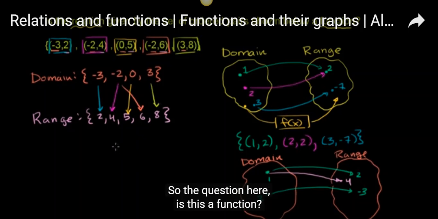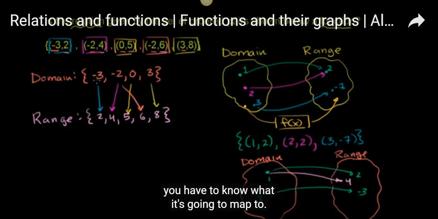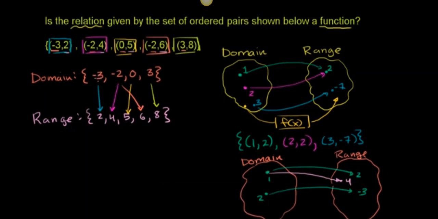So the question here, is this a function? For it to be a function, for any member of the domain, you have to know what it's going to map to. It can only map to one member of the range. So if you put negative 3 as the input into the function, you know it's going to output 2. If you put negative 2 into the input of the function, all of a sudden you get confused. Do I output 4 or do I output 6? So you don't know if you output 4 or you output 6.